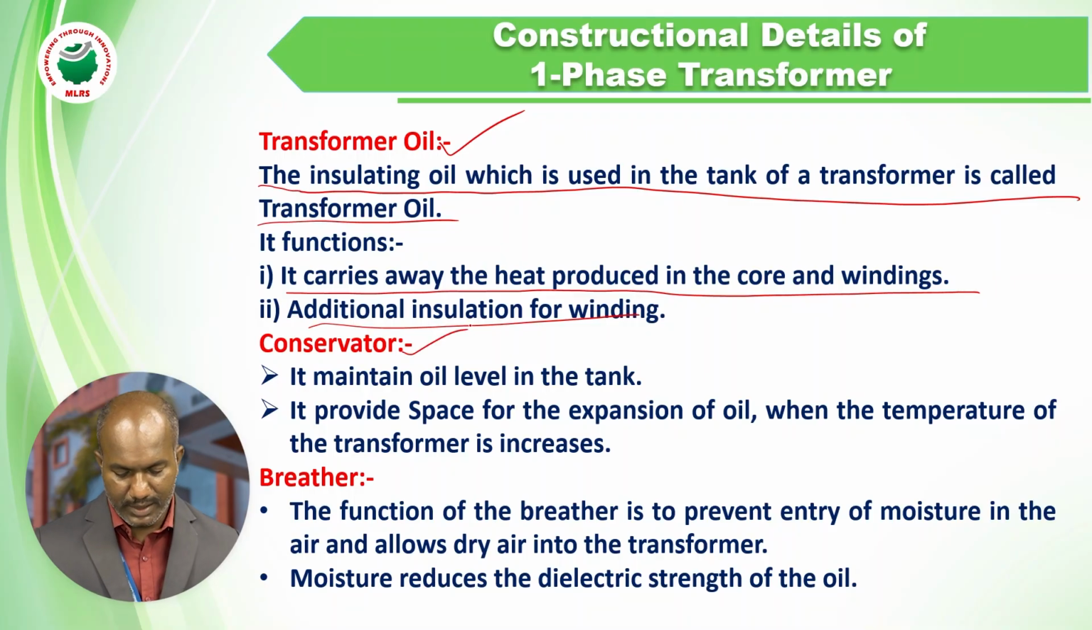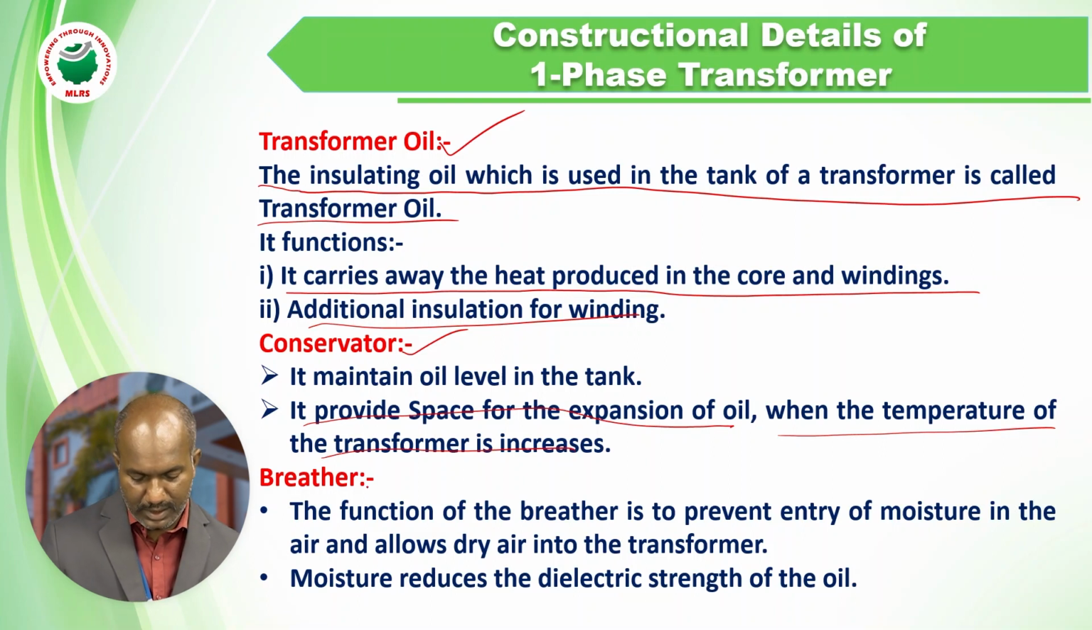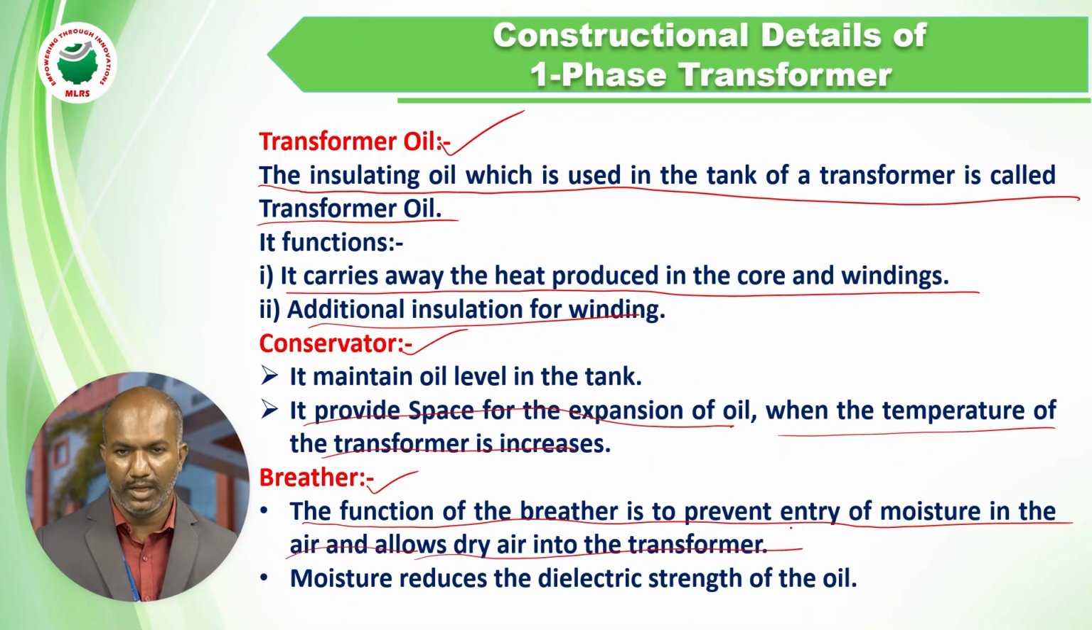The next important point is the conservator. It maintains the oil level in the tank. It provides space for the expansion of oil when the temperature of the transformer increases. The next one is the breather. What is the duty of the breather? The function of the breather is to prevent the entry of moisture in the air and allow dry air into the transformer. Moisture reduces the dielectric strength of the oil.